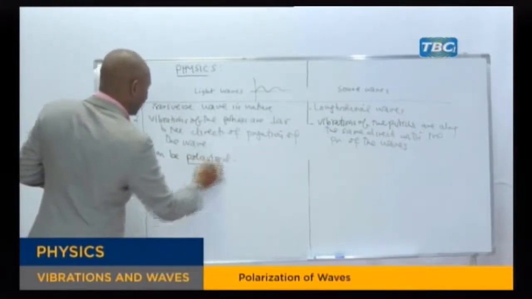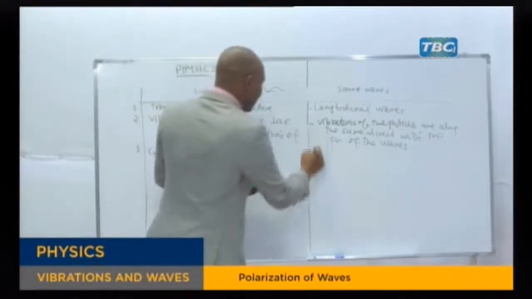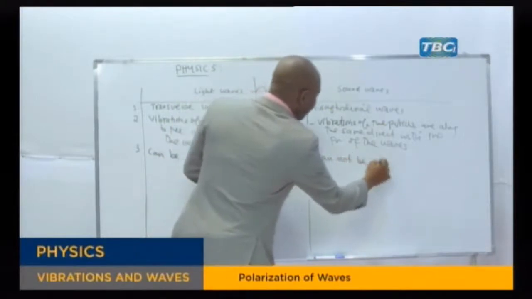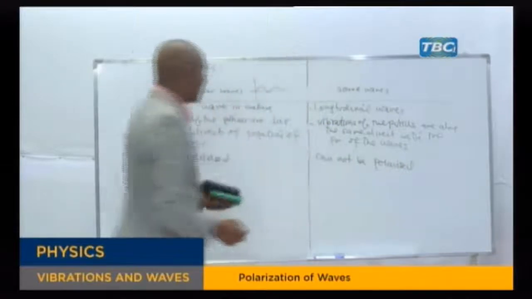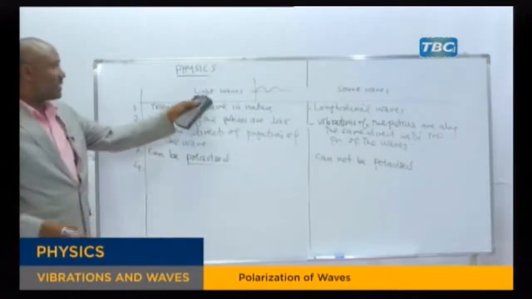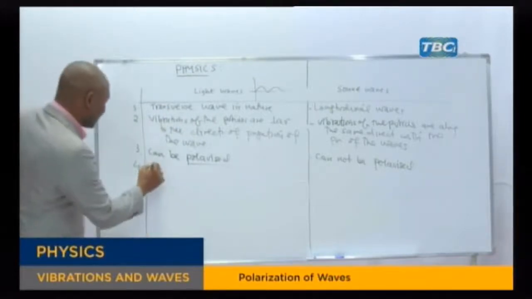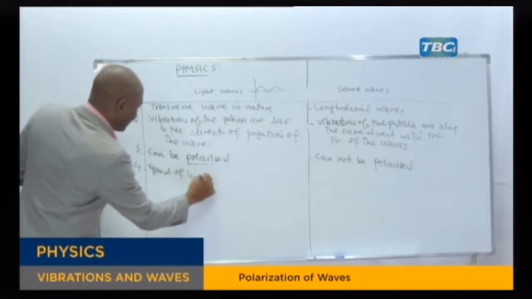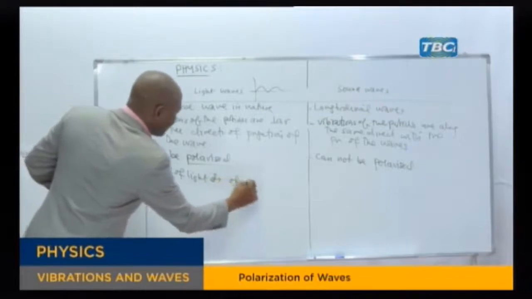Can be polarized. That's what we saw from our discussion. This one cannot be polarized. Then the speed of light waves does not depend on the medium. It is constant.